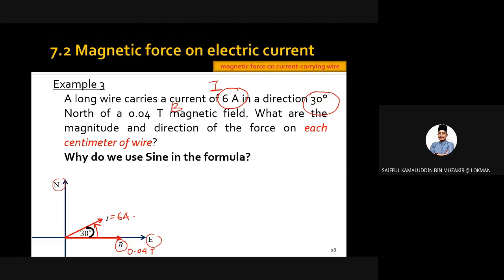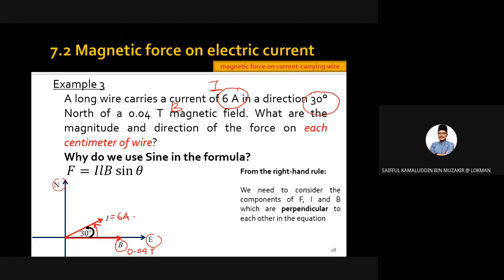What are the magnitude and direction of the force on each centimeter of wire? Why do we use sine in the formula? We use F equals ILB sine theta. So from the right hand rule, we need to consider the component of F, I, B, which are perpendicular to each other in the equation. Macam mana kita nak guna FIB ni?